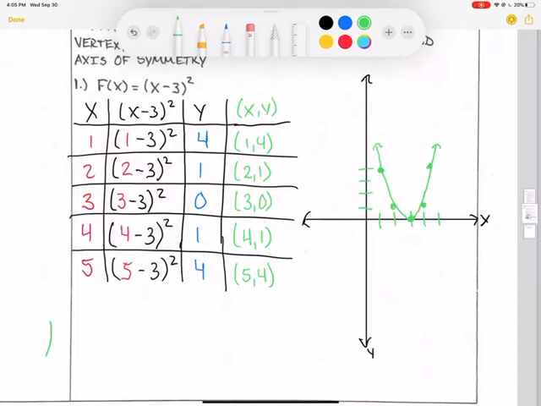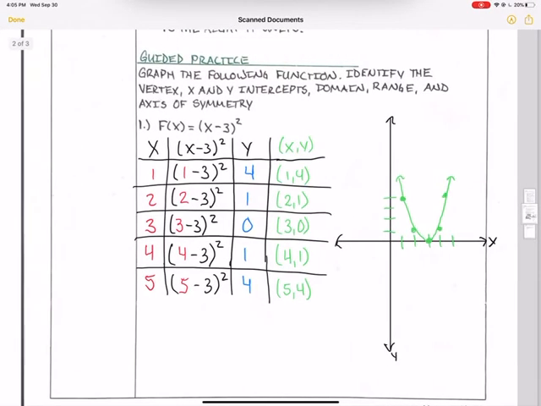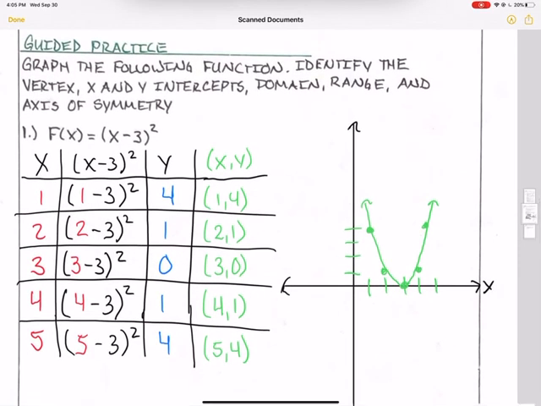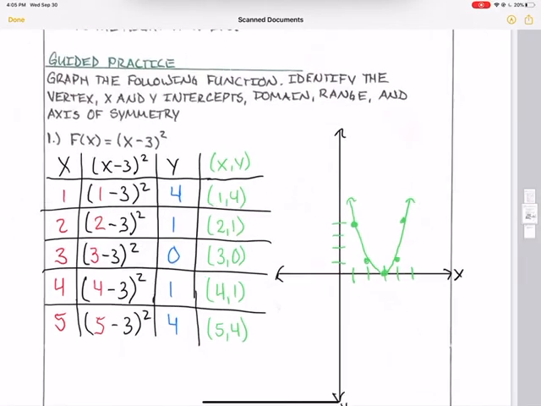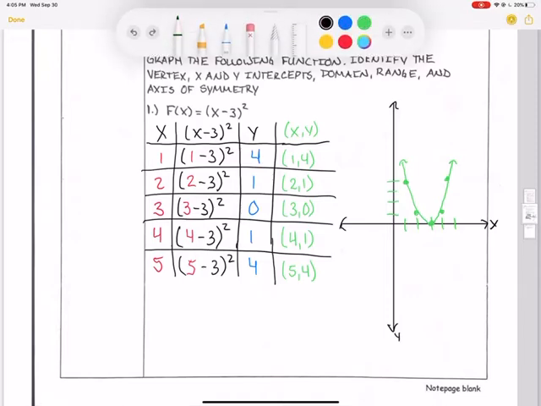From here, I was asked to find the vertex, the x and y intercepts, the domain and range, and the axis of symmetry. Okay, so I'm going to just make a list of things that I need to find. I'm going to put them over here to the side. So I need to find the vertex, the x-intercept, y-intercepts, the domain and range, so D and R, and the axis of symmetry.